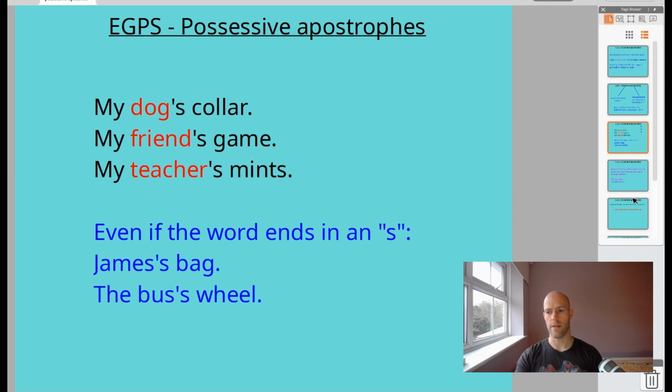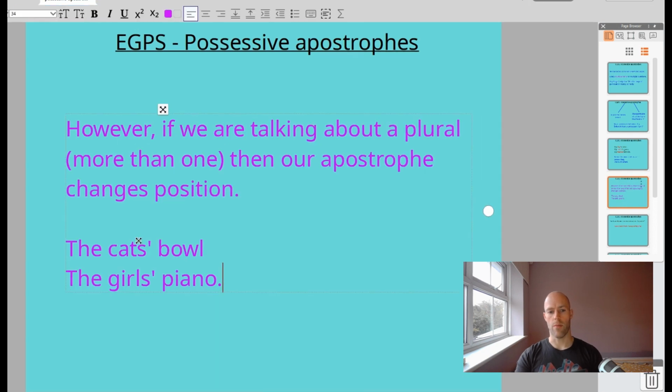My teacher's mints. In our other examples, the cats' bowl, look back from the apostrophe and we've now got the word cats rather than the word cat. So it shows you that we're talking about a plural, more than one cat, multiple cats. The girls' piano, are we talking about one girl?